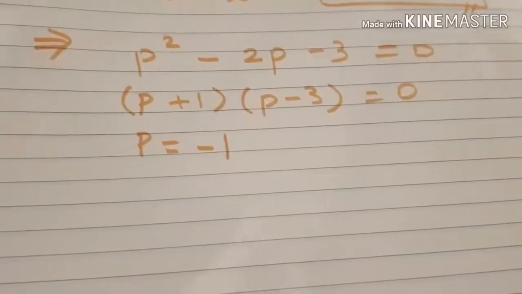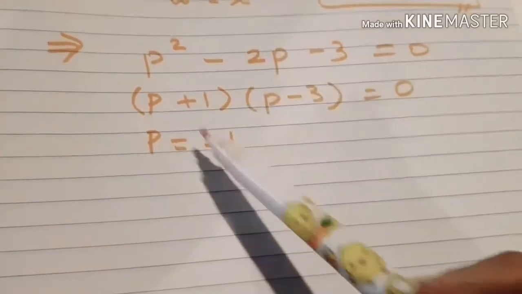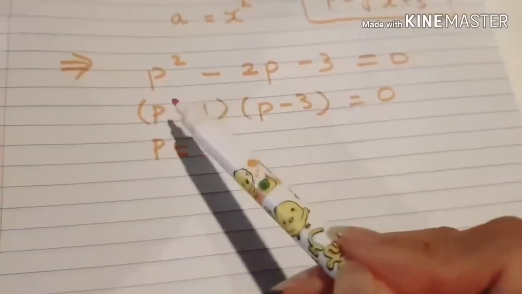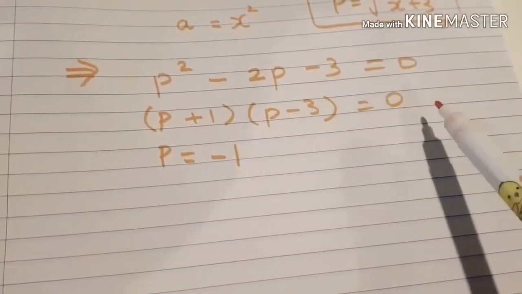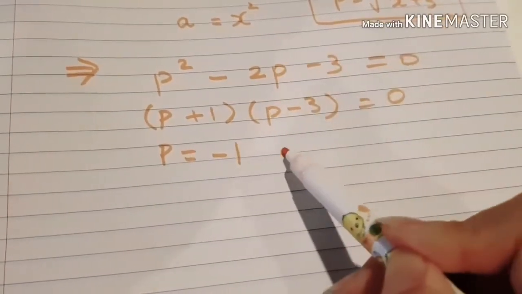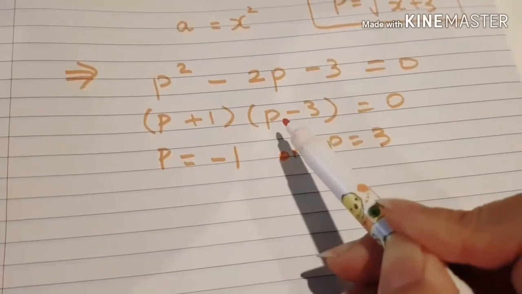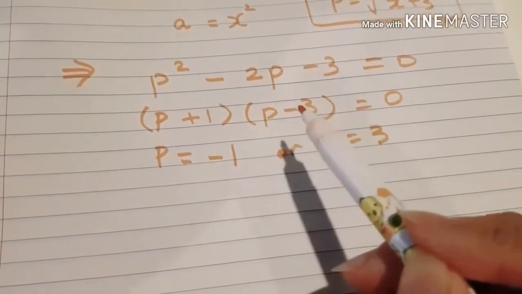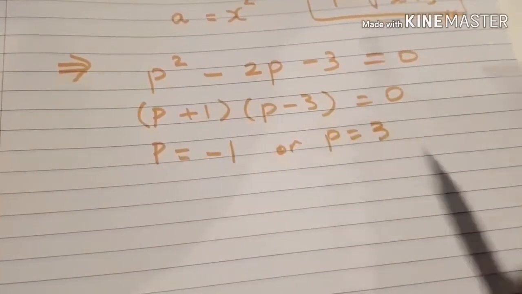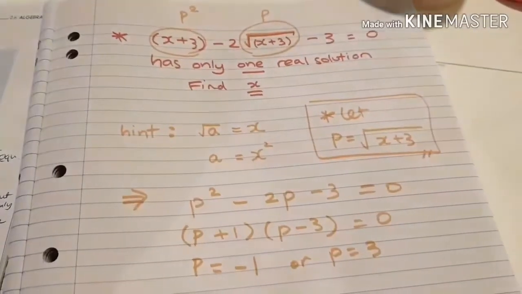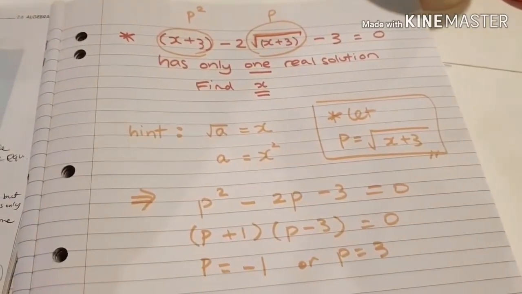p will be -1 because if I put -1 there, it's going to be 0. 0 times whatever will be 0. Or p has to be 3 because if I put 3 there, it's going to turn into 0. 0 times whatever number will be 0. Right, am I finished? No.